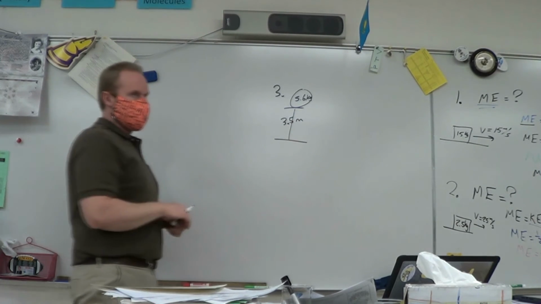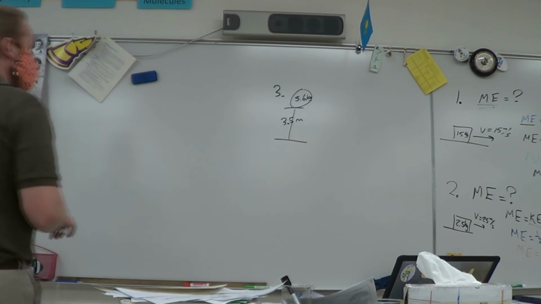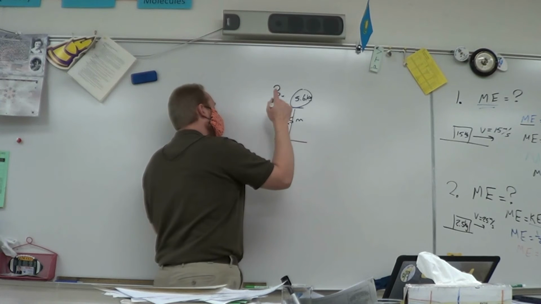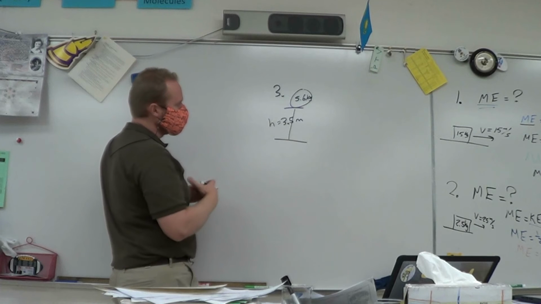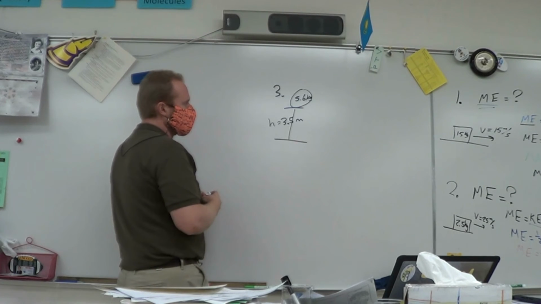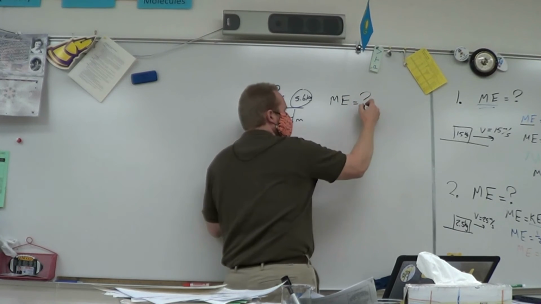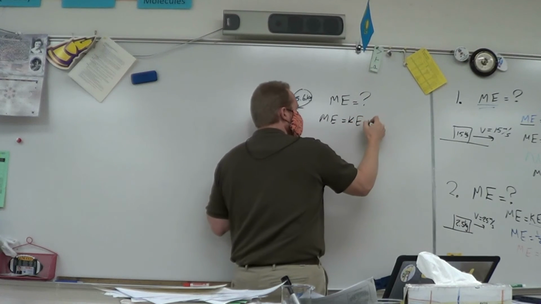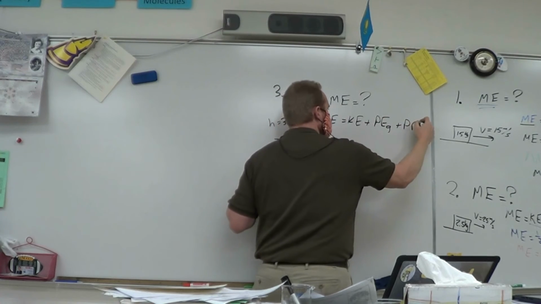So when I draw my pictures, I'm looking for masses, velocities, heights, spring stuff. And I try to label as many of those things as I can. So I have my mass, it's 3.5 meters off the floor, so that's a height. Looking for V's, looking for spring stuff as we go. So ME equals question mark, it's a one location problem. Mechanical energy we calculate by taking KE plus PEG plus PEE.